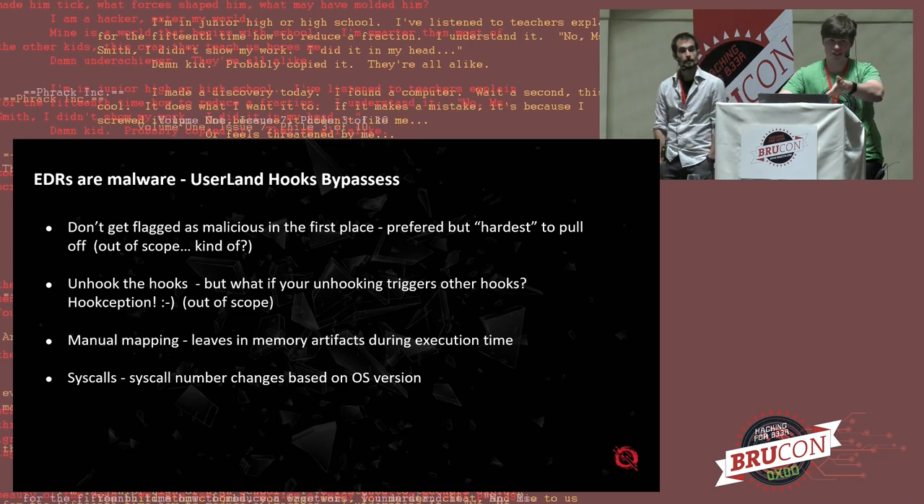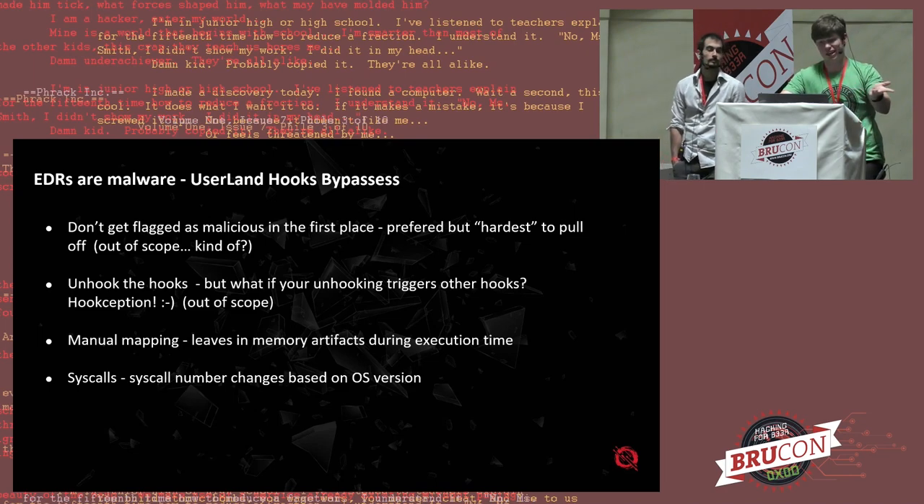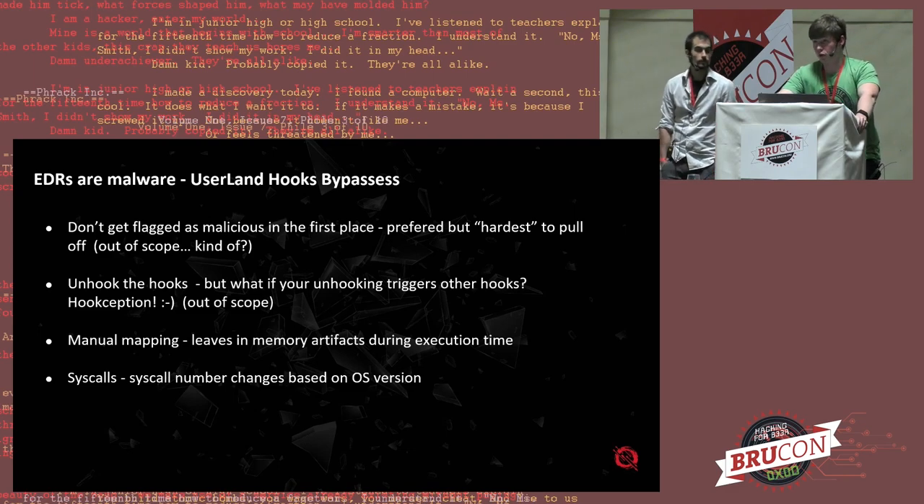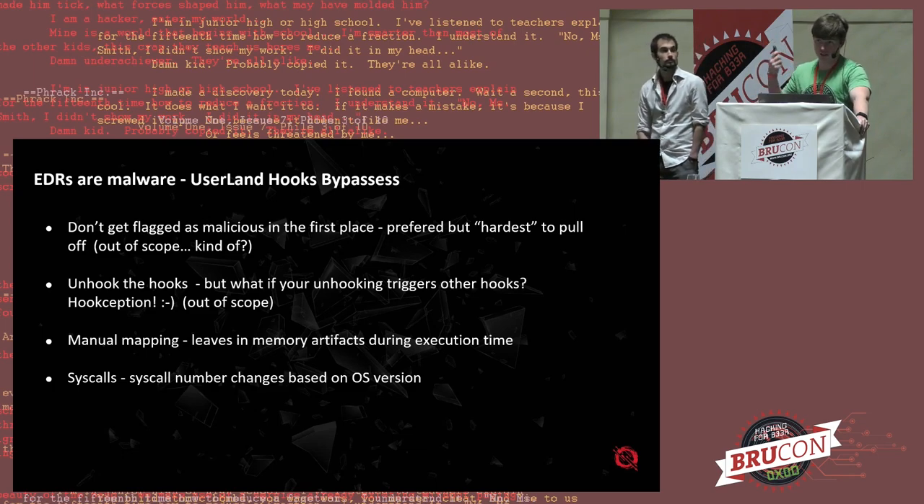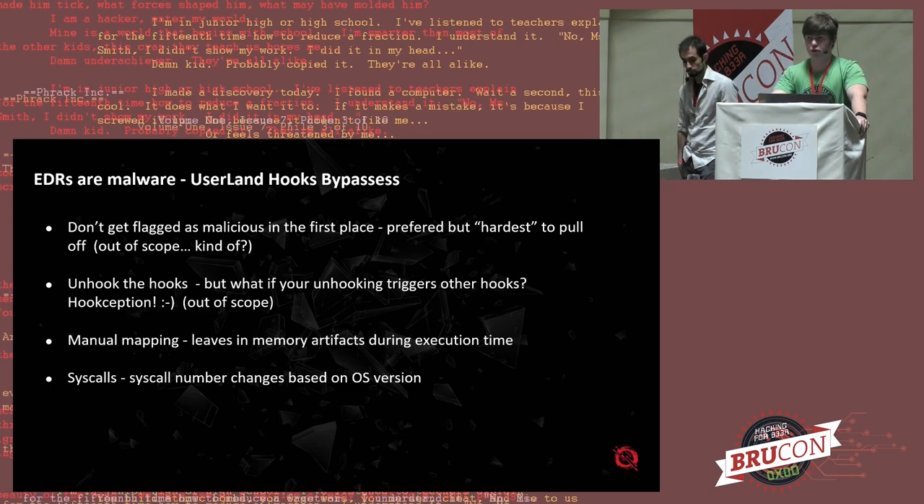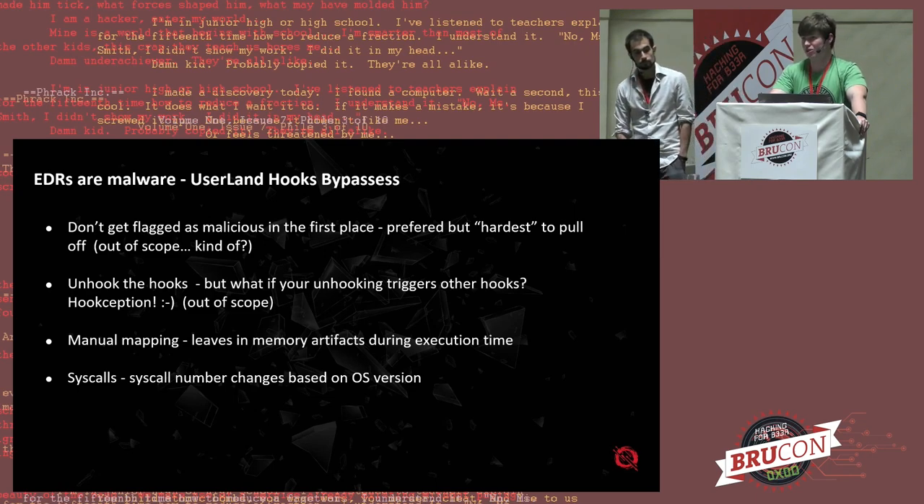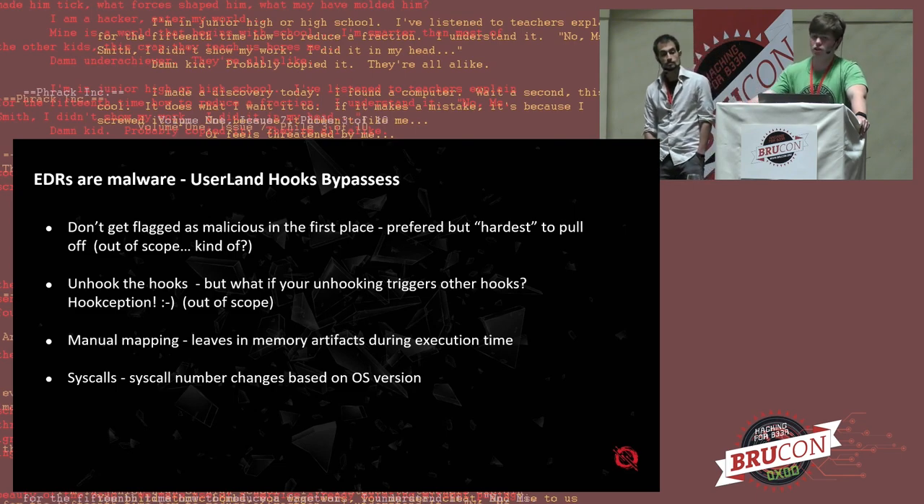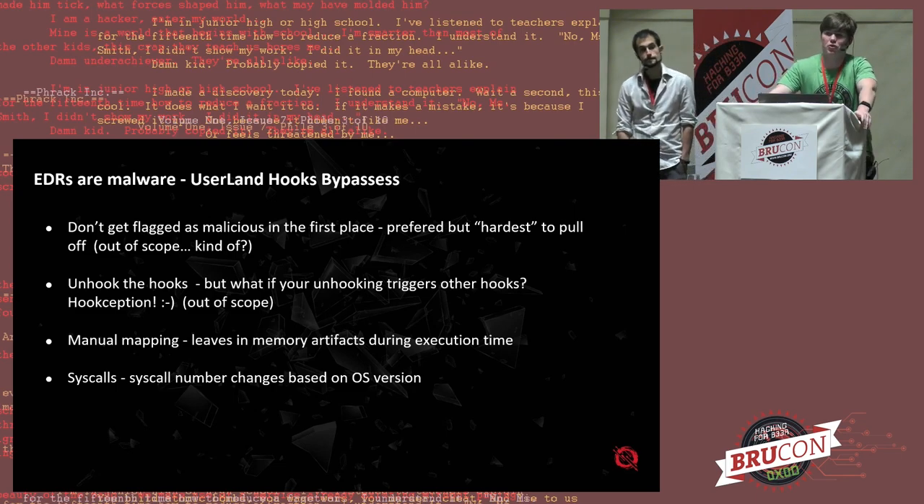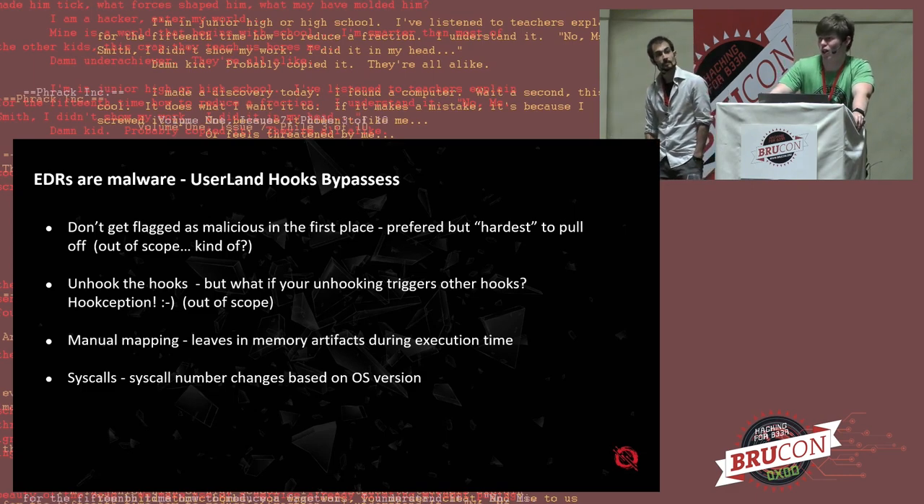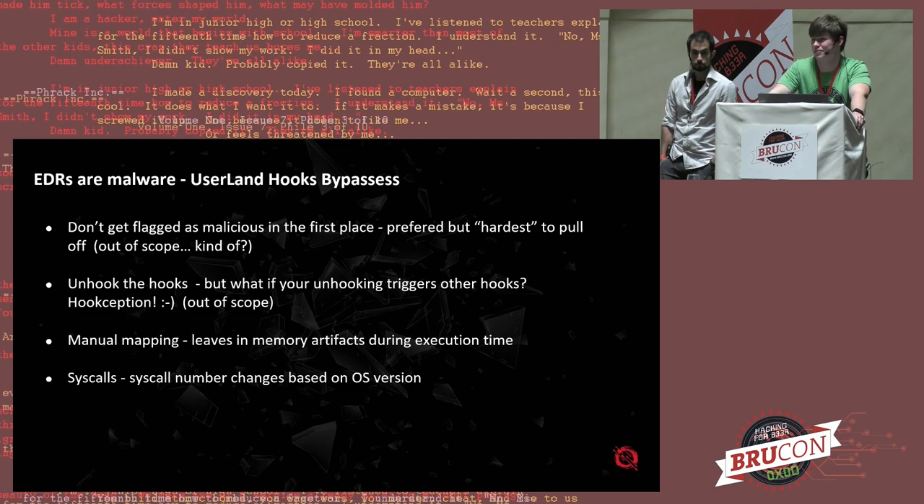So, of course, this is the best way to bypass an EDR: just don't get flagged as malicious in the first place. It's also the hardest one to pull off, in my opinion. You could unhook the hooks. So you saw Mr. Un1k0d3r's GitHub page. You know exactly which functions are hooked. Well, you know how an NT function looks. If you just look for the syscall number on that system, you could actually unhook the hook. But what if you unhook the hook and you actually call an API that is also hooked? Then you have hookception, and then you're going to start fighting against an EDR. Of course, you could use syscalls to do the unhook, and then it will work. Then manual mapping.